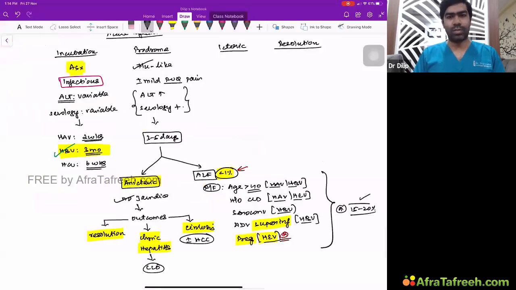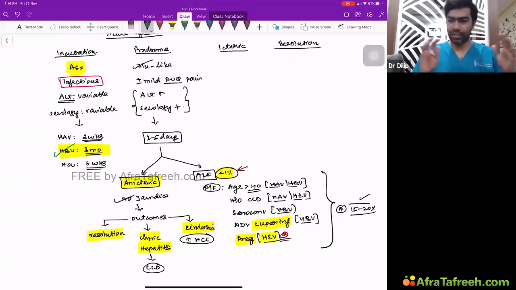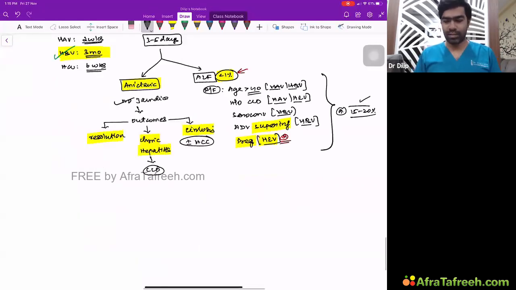And these are the outcomes. From the prodromal phase, either they can go towards the anicteric phase, which has its own outcome, which means they don't develop jaundice at all, or they can develop acute liver failure, and the risk factors I have told you already. Remember, the one virus where acute liver failure has not been demonstrated till now is hepatitis C virus. Hepatitis C virus has not been demonstrated to produce acute liver failure at all.